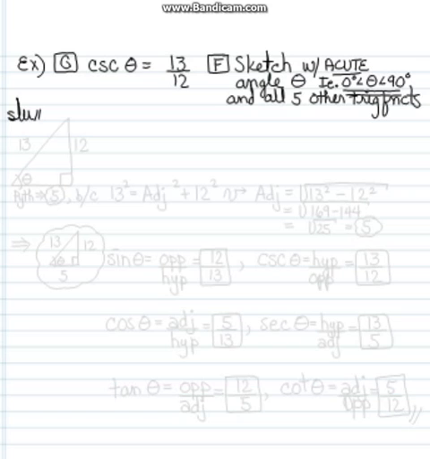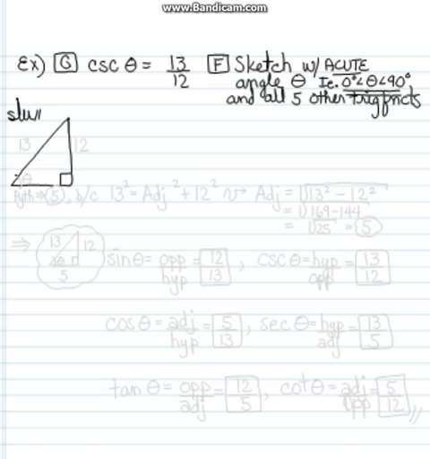So we're going to label the acute angle between 0 and 90 degrees as theta in the sketch that we're going to draw. And then we're going to find all the other trigonometric functions. So let's get started with the sketch. First, we'll draw a right triangle with a 90-degree angle. Now, we have to place theta at one of the acute angles.